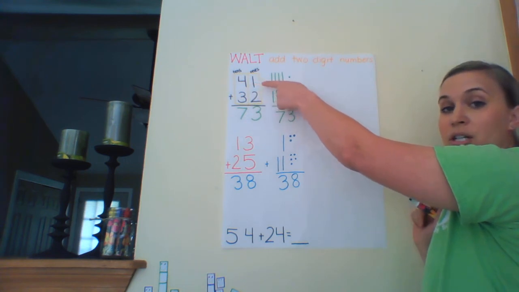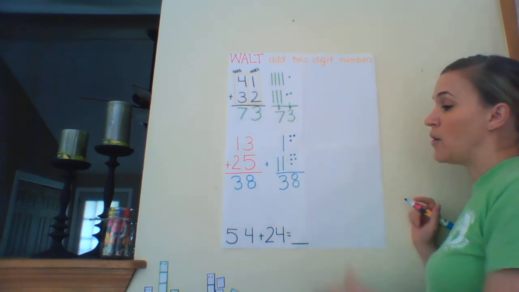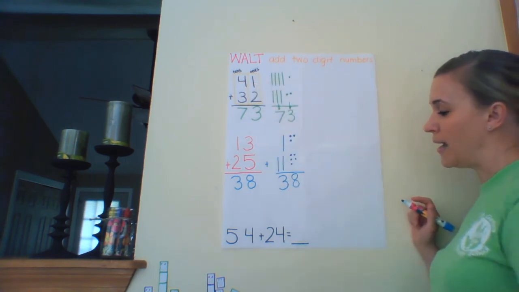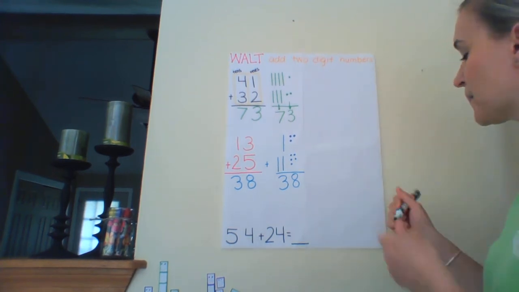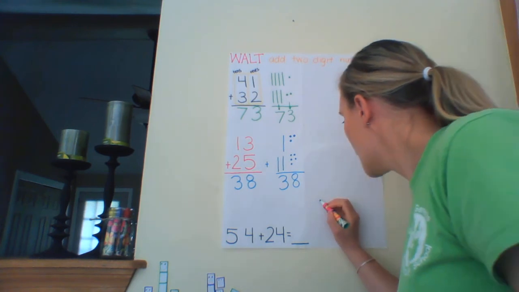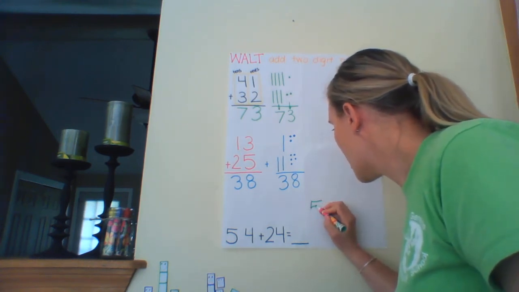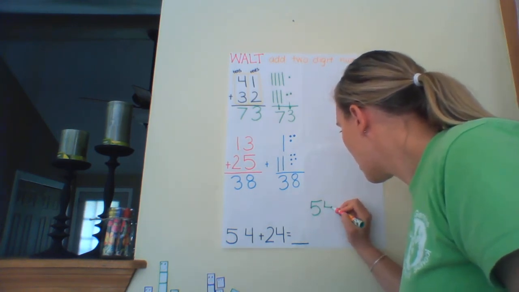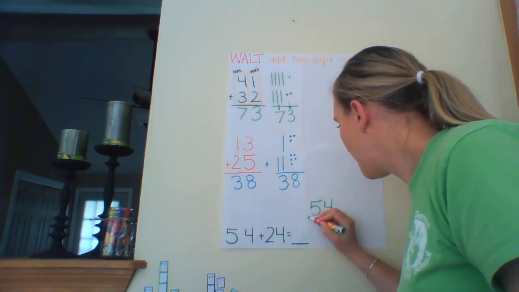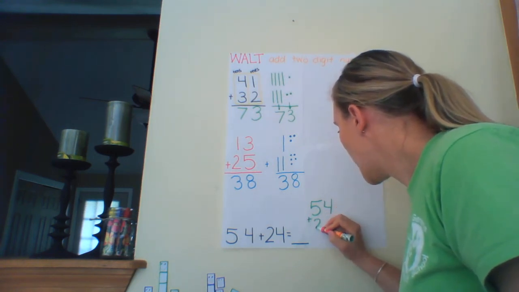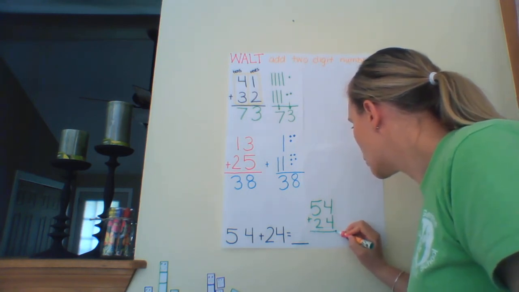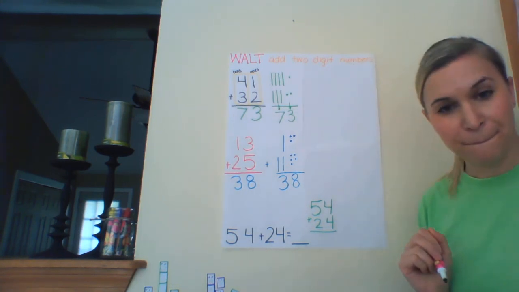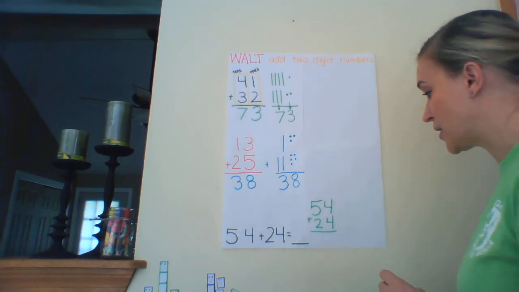We're going to make the equation look just like these two so that the 1s can line up and the 10s can line up. So, I'll get a different marker. Heaven forbid. All right. So I'm going to write 54 plus 24. Okay. So let's do our first number.